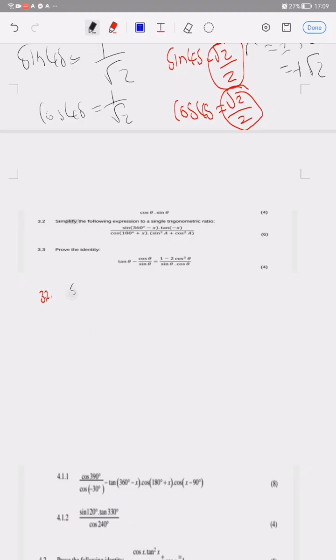So I'm having sine of 360 minus x, tan of negative x, over cos of 180 plus x, sine squared a plus cos squared a. So what do we do when we have such? This is how we are going to solve this problem.